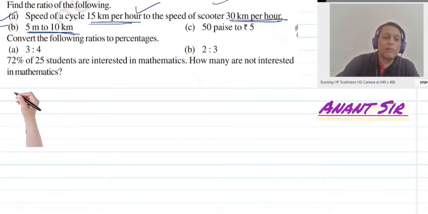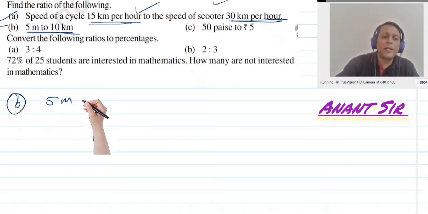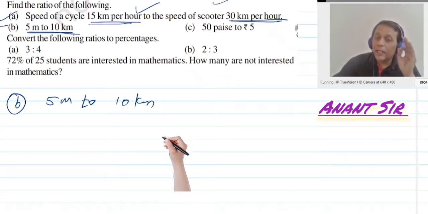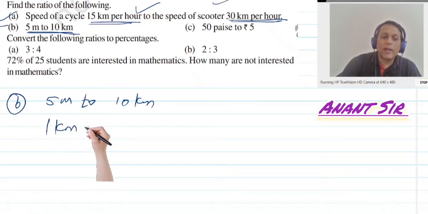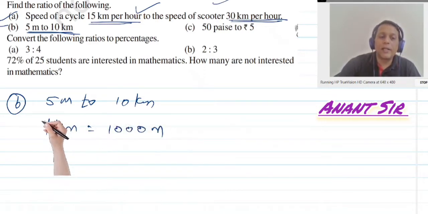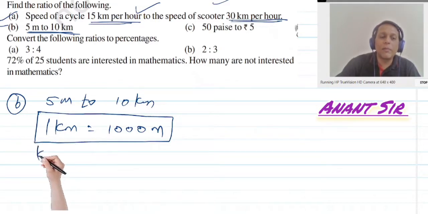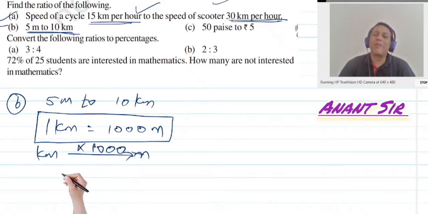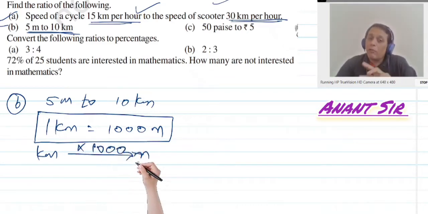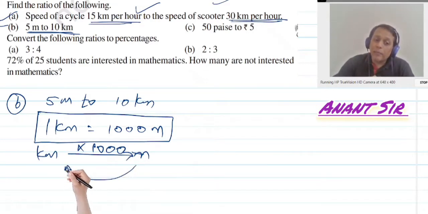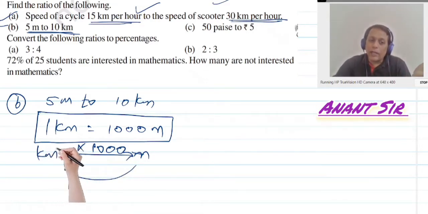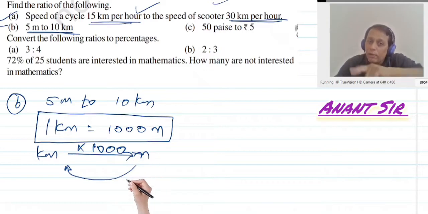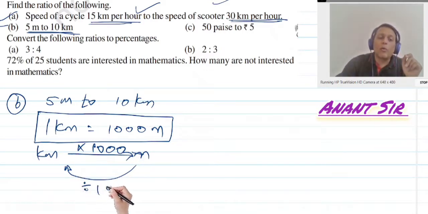So friends, now we solve question number B. It's 5 meter to 10 kilometers. Again we first have to make the units the same. You must know that 1 kilometer is 1000 meters, right? So it's very easy to remember. If you want to convert kilometers to meters, you multiply by 1000. Simple. But what if you want to convert meter to kilometer? If you convert kilometer to meter, you multiply by 1000. And if you want to convert meter to kilometer, you will have to divide by 1000.